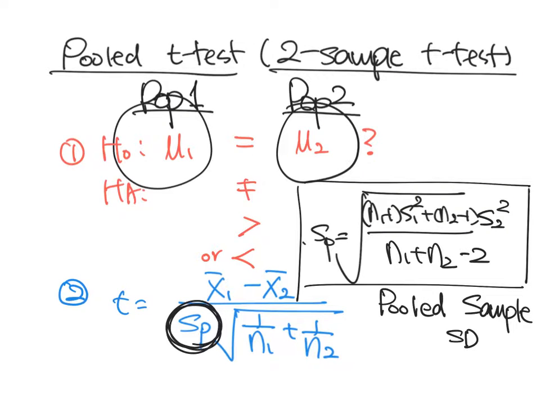Now, how many degrees of freedom? It's almost the same thing. In the denominator of the sample standard deviation, it will be the degrees of freedom, n1 plus n2 minus 2. And step number 3, we are going to take the p-value. Step 4, decision and conclusion, it's the same thing.